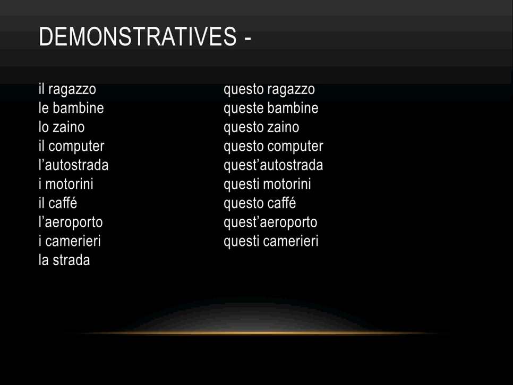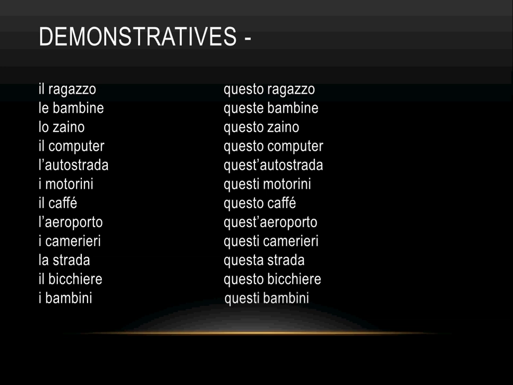La strada. Questa strada. Il bicchiere. Questo bicchiere. I bambini. Questi bambini. Gli studenti. Questi studenti. Facile, no? Easy, right? It really does follow a pretty simple pattern.